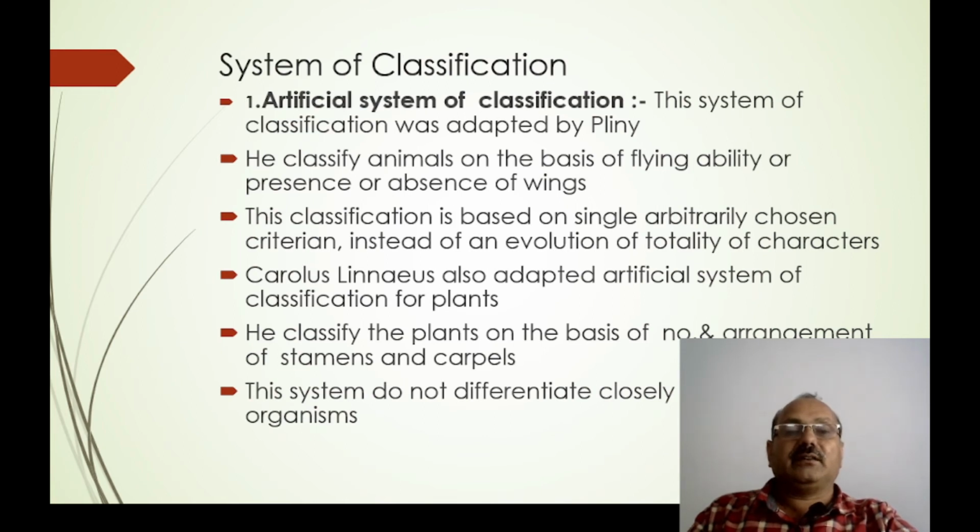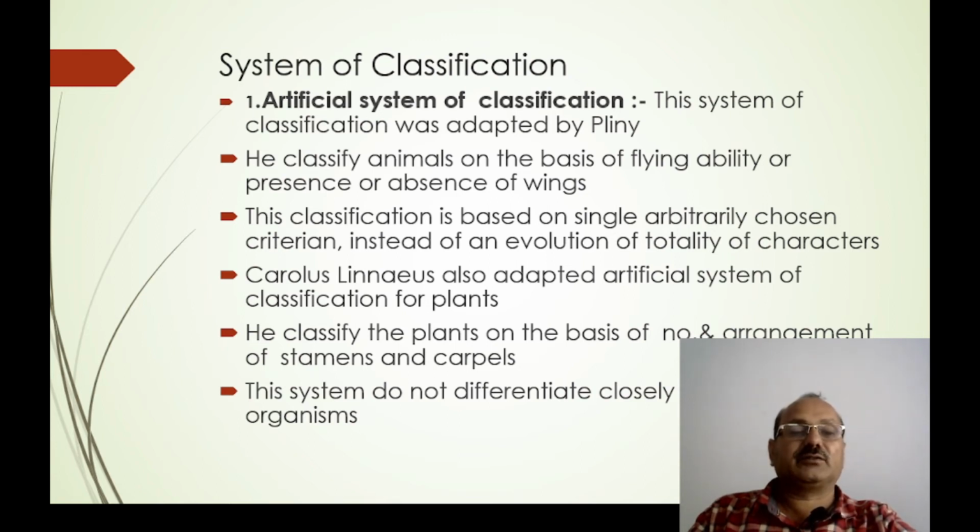Now, the next topic of discussion is systems of classification. Different systems of classification have been developed by different scientists. The first is the artificial system of classification. This system of classification was adopted by Aristotle. According to the scientist, he classified the animals on the basis of their flying ability, or presence or absence of wings. This classification is based on a single arbitrarily chosen criterion instead of an evaluation of the totality of characters.